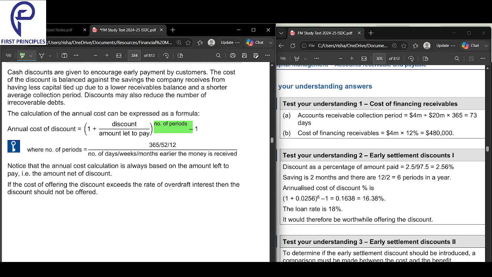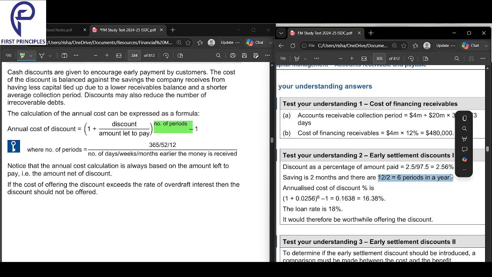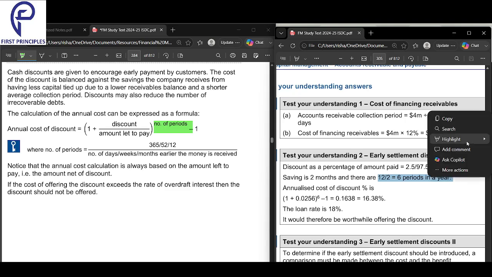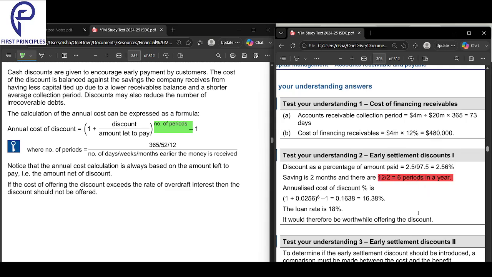So what you do is 12 by 2. If it was given in weeks, you would have done 52 by 2. If it was given in years or days, you would have done 365 by 2. But because it's given in months, you're doing 12 by 2. This is how you get the period. This is the only calculation that makes this formula a little difficult. Nothing else. It's the number of periods you are saving.